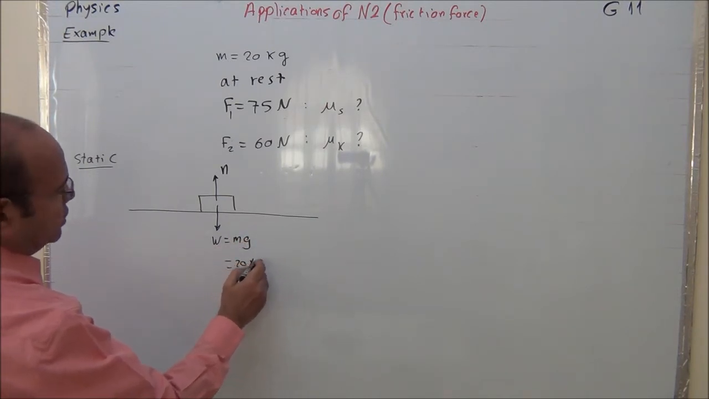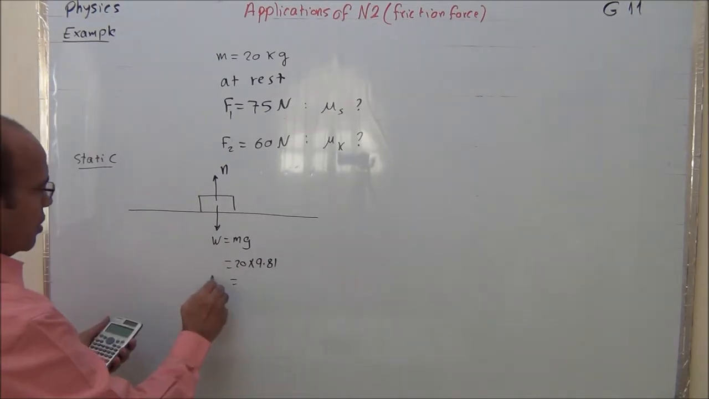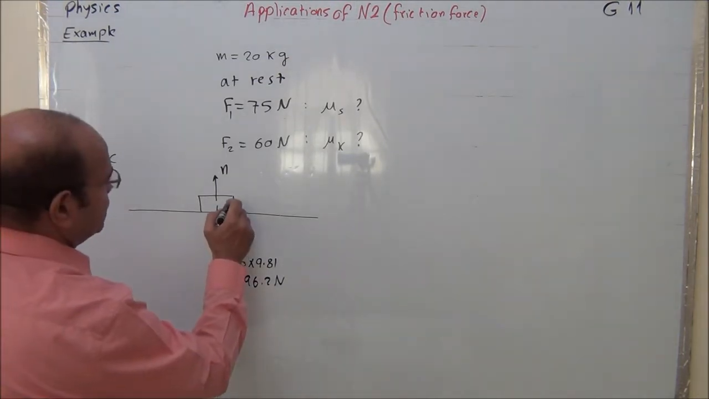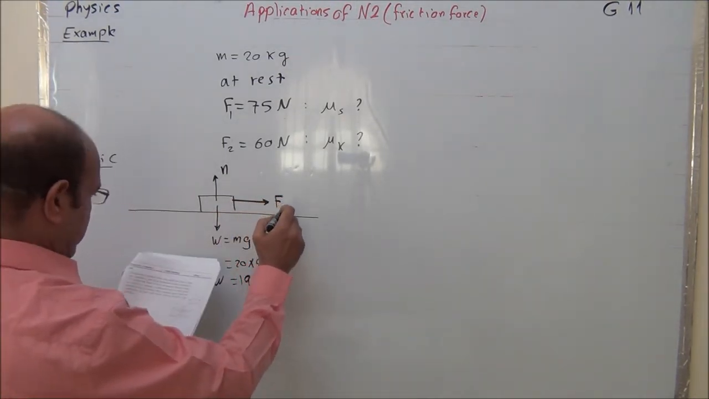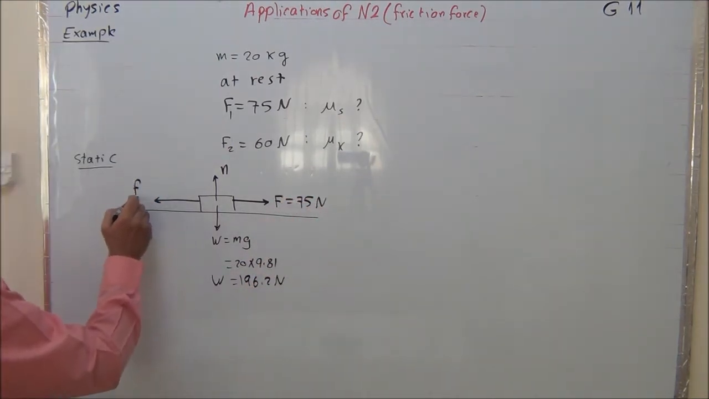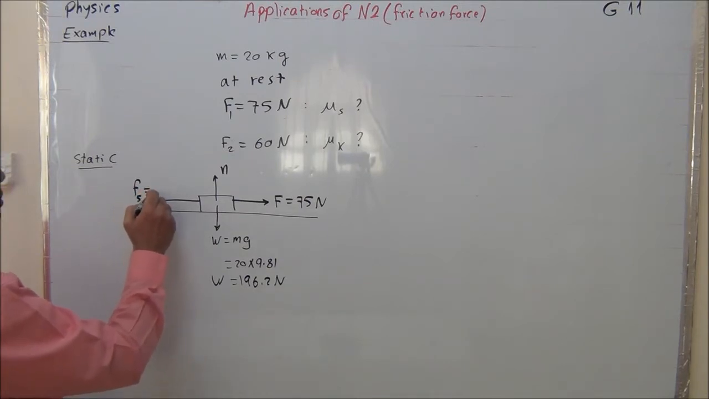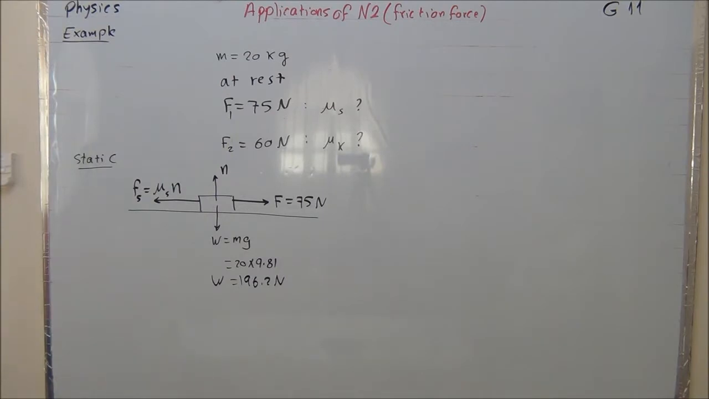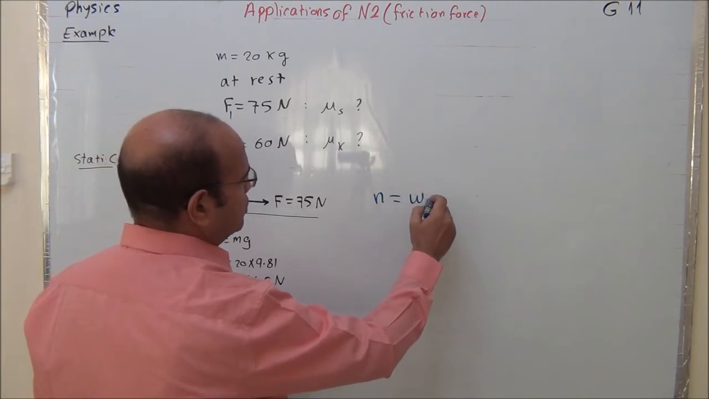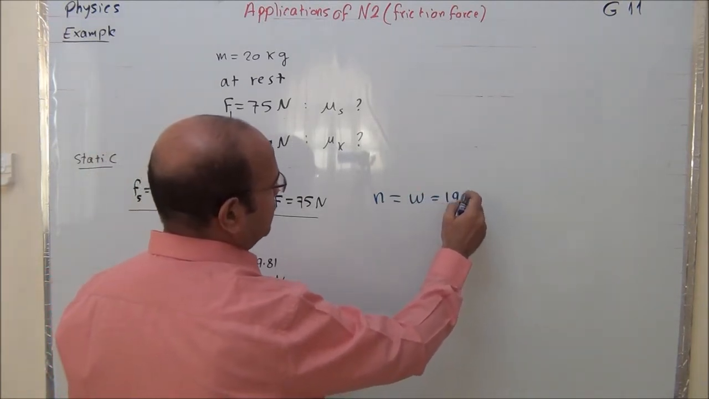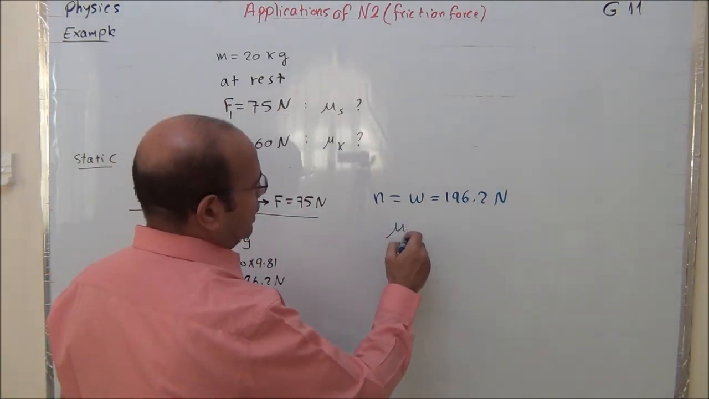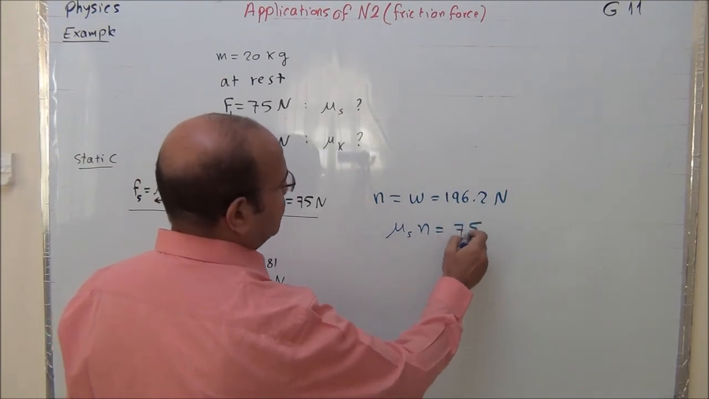m equals 20 and g 9.81. The weight is 196.2 Newton. This is the force here, equals 75 Newton. This is the friction force. It's Fs, which is equal to mu n. First, n equal the weight. So the normal contact force equals 196.2 Newton. Then this one, mu Sn equals 75.